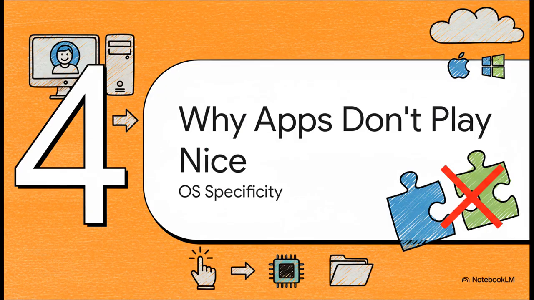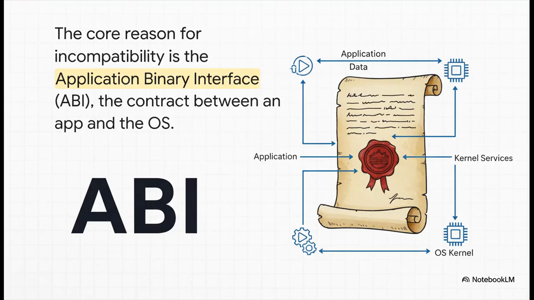Okay, so all this deep-down technical stuff, this architecture, it actually leads to a really practical question that I'm sure you've bumped into. Why can't you just run a Windows game on your Mac or a Mac app on your Windows PC? Why don't they just work? The core of the answer, the real reason for this, boils down to a three-letter acronym, ABI, the Application Binary Interface. And you can think of the ABI as a super strict contract, like a legal document that lays out exactly how an application has to talk to the operating system.